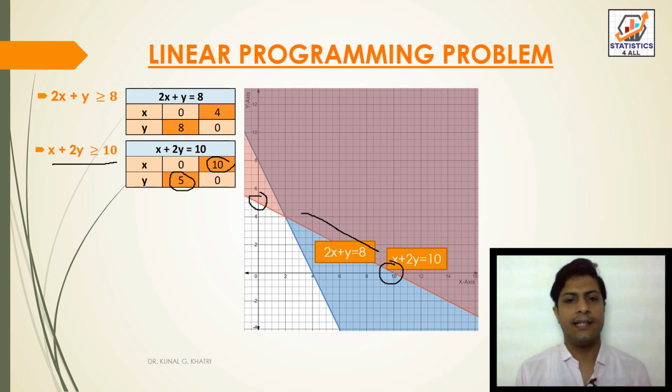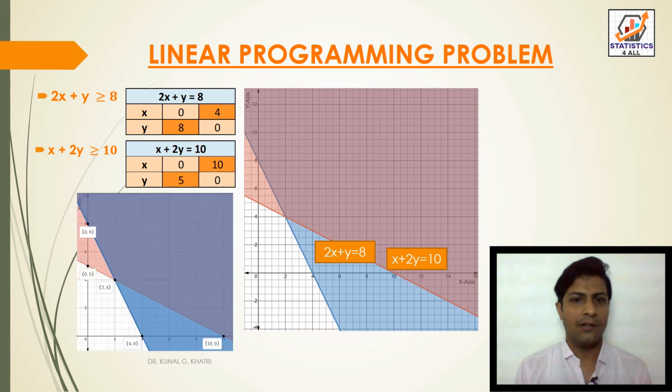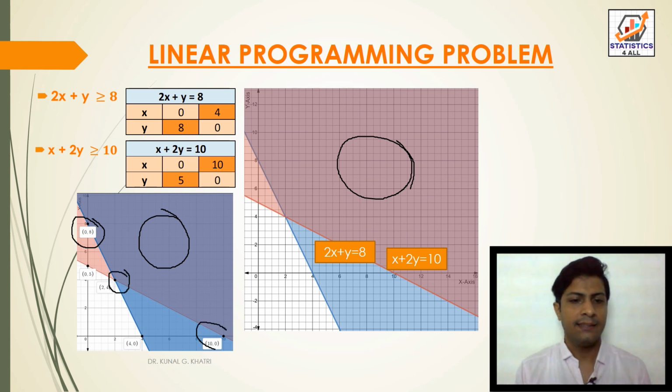So the selected area we have done. Now we can see that this region is the feasible region because it is greater than or equal to, and the corner coordinates are 0, 8, 2, 4 and 10, 0.